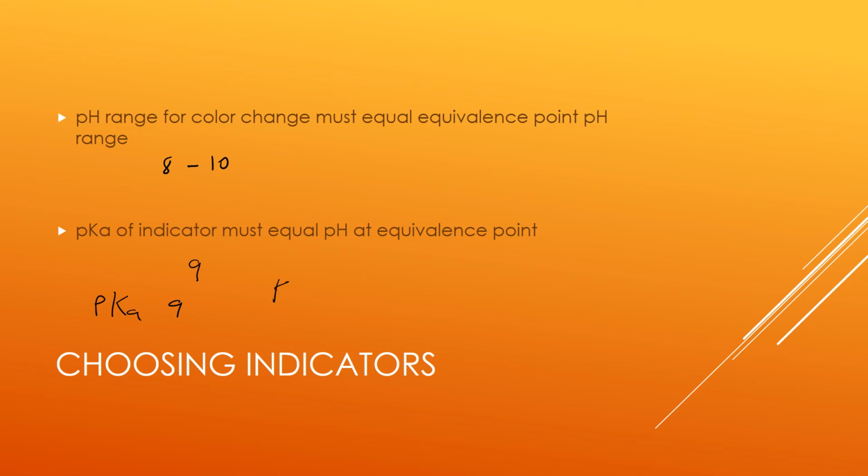Now if you have a Ka value given, you're looking for that 10 to the negative 9, whatever's closest to that value.